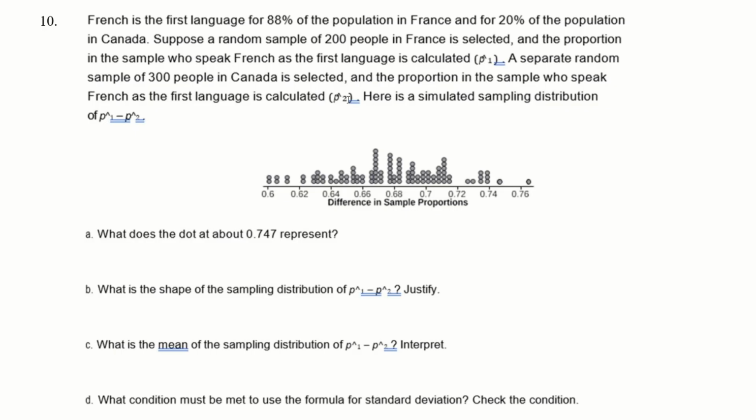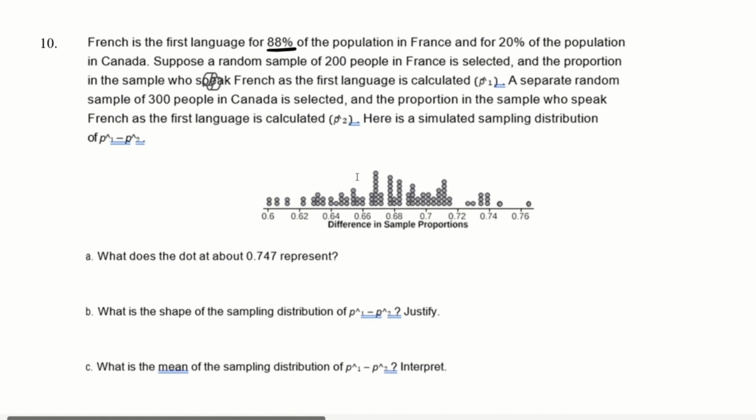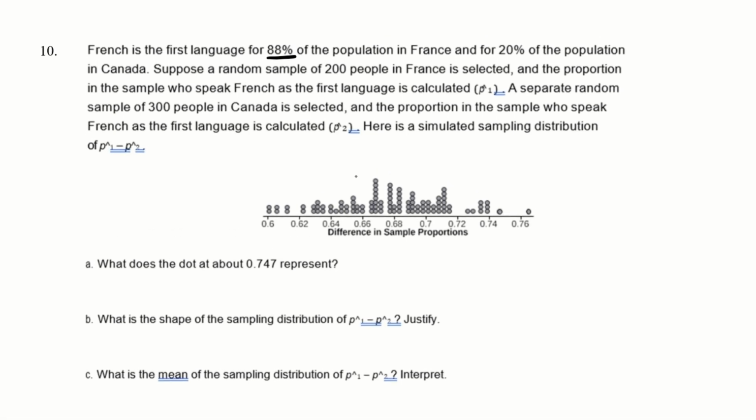Here's a sampling distribution of p hat 1 minus p hat 2, so we get the difference in sample proportions. It looks like France is 1 and then Canada is 2. So this is going to be P1, this is going to be P2. Then we have N1 and we have N2 here.